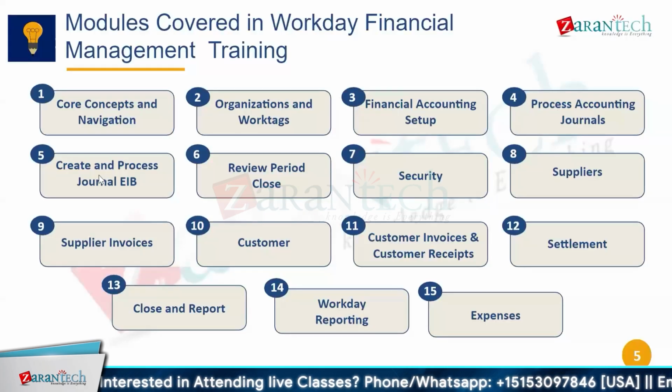fourth module. Fifth area is create and process and general EIB. This is a more detailed part of the financial accounting, because financial accounting is our hub, and hub means that the accounting from all the other modules is dumped here. So how to create those, how to process those, and what is the EIB? EIB is our integration area, that is Enterprise Interface Builder. So Workday gives us an integration functionality for how I can upload my bulk of data. So in the fifth module, we will see that.